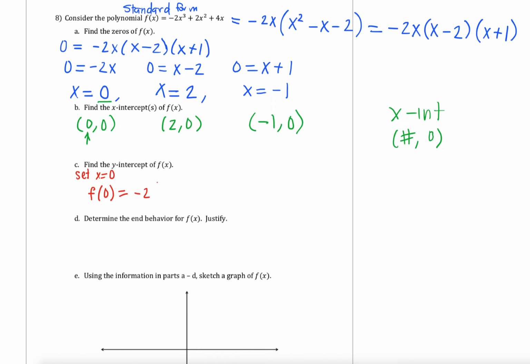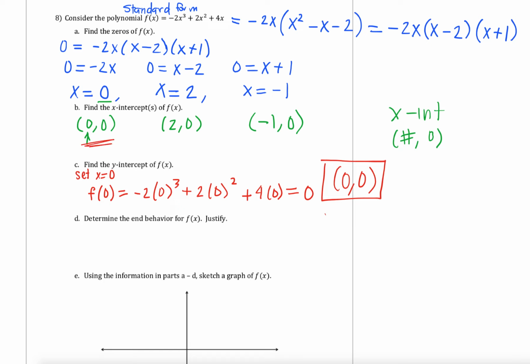And so I'd get -2 times 0 cubed plus 2 times 0 squared plus 4 times 0. So really I just have 0 plus 0 plus 0, and so I'm just getting 0 out. And that actually lines up with the fact that I knew before I even started part C that I have to have a y-intercept of (0, 0), since (0, 0) was an x-intercept. And (0, 0) is the one point that's both an x and a y-intercept, and since it's only possible to have one y-intercept, then because (0, 0) was already an x-intercept, it had to be a y-intercept.